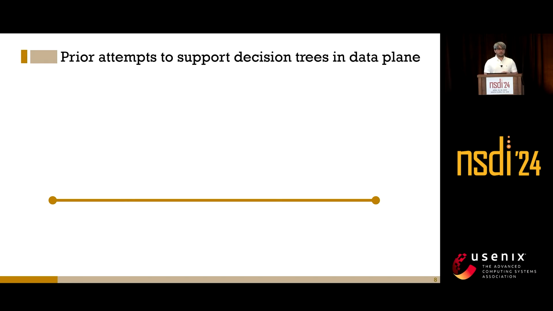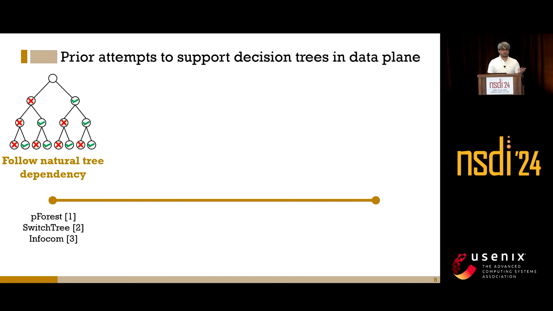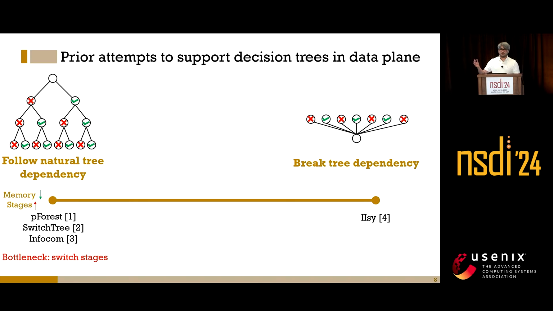So prior work on deploying decision trees to programmable switches can be placed into two buckets. One which follows the natural tree dependency when mapping to the switch. These works use less memory, but they're bottlenecked by the number of available switch stages. On the other end of the spectrum, to address this switch bottleneck, there is Easy, which tries to break the tree dependency, thereby reducing the number of switch stages required, but at the cost of more memory.